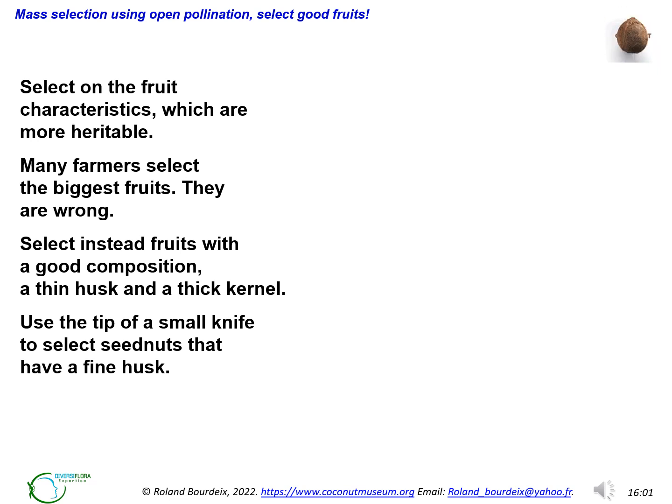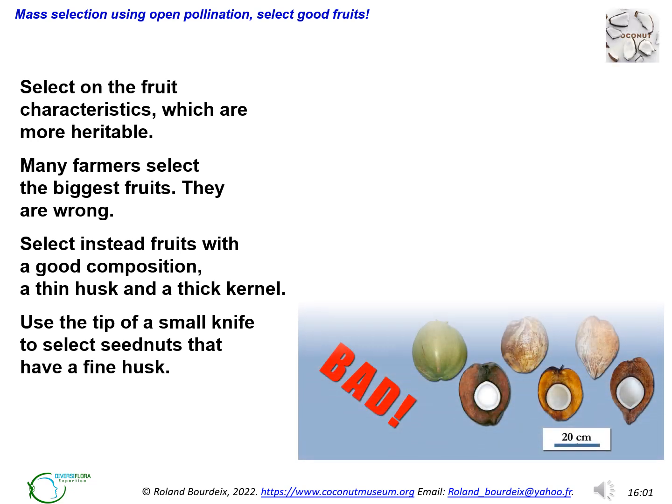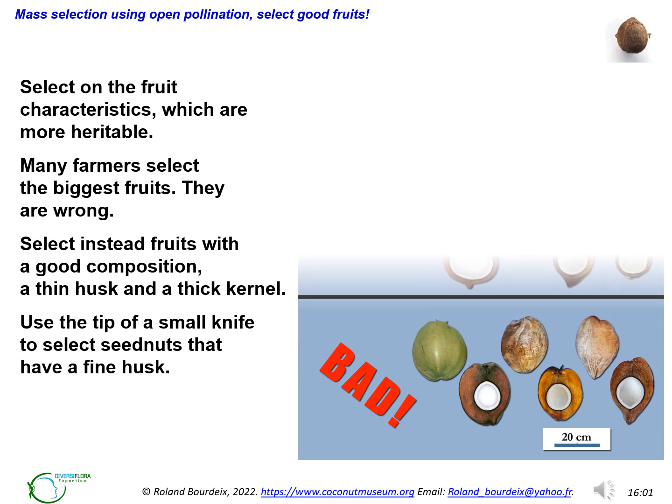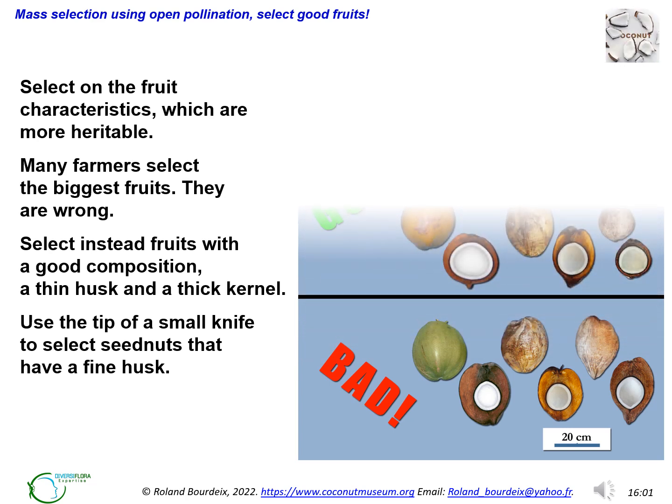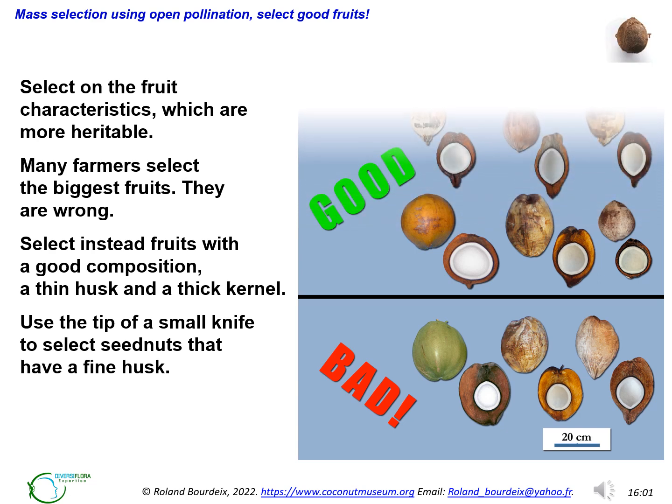Another option is to select well on the fruit characteristics, which are more heritable. Many farmers tend to select the biggest fruits. They are wrong. The most important is not to select on the size of the fruit. If you select the biggest fruits, you will obtain palms producing a low number of large fruits, with a low yield.